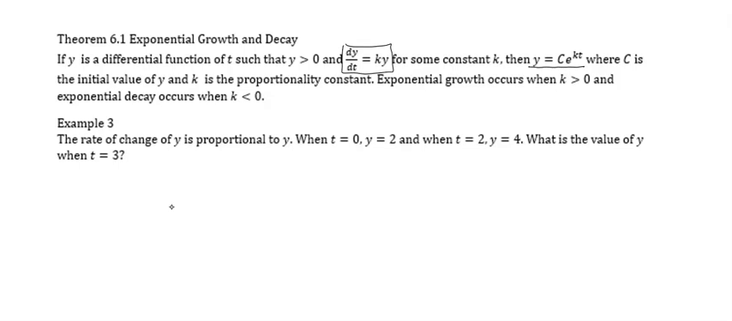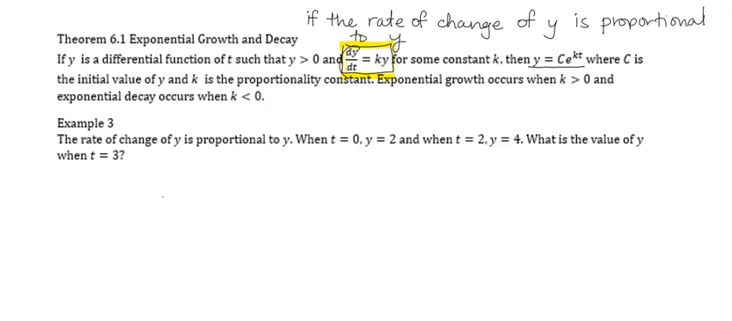So what this really means, this yellow box right here, is that if the rate of change of y is proportional to y, that's what this means, the rate of change of y with respect to t, that's the derivative, is equal to, or proportional to, y, that's the k constant of proportionality multiplied by y, then this is our solution for y. Y is equal to ce to the kt. So let's put that into practice with an example.